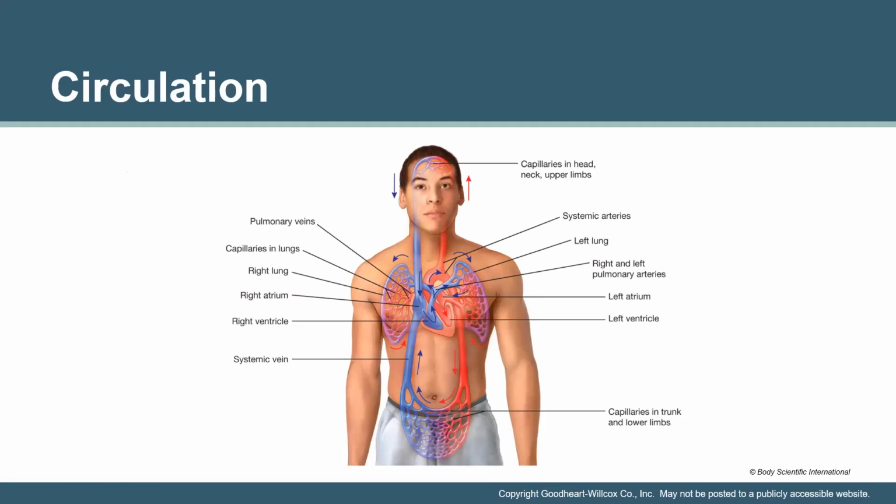The 2 major circuits in the body, I have mentioned this already. Okay, we have the pulmonary circuit on the right side of the heart, and then the systemic circuit on the left side of the heart. Pulmonary circulation, this is the movement of blood from the right side of the heart through the lungs and back to the left side of the heart. We also can call this cardiopulmonary circulation.